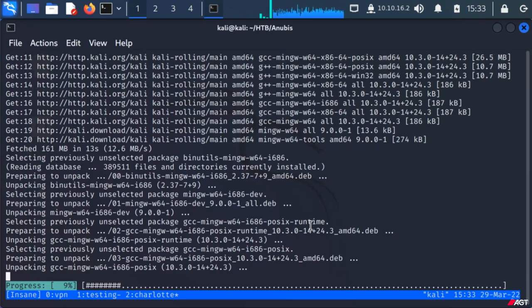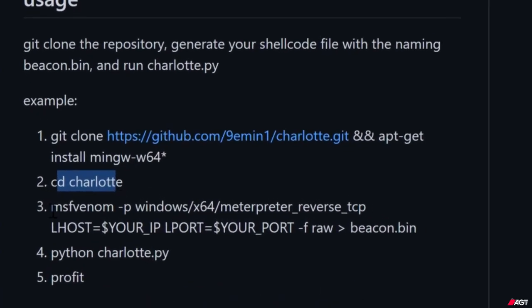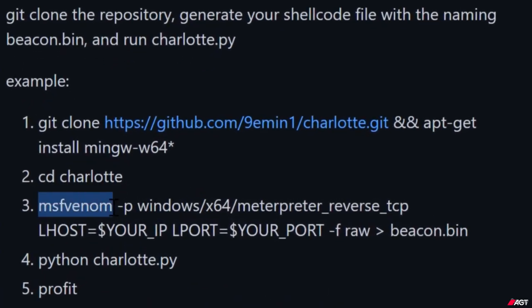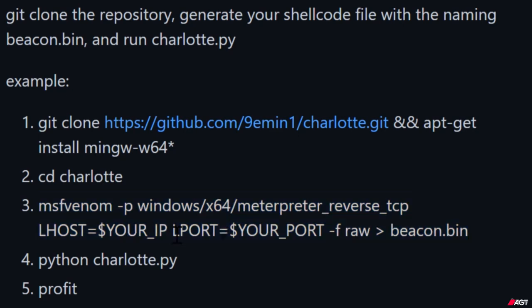And let's flip back over to the instructions. So we cd into Charlotte, and then here's the next thing we can do. We can run MSFvenom. This is part of the Metasploit framework. And we can pass in a payload, for example, the meterpreter reverse TCP. Then we can put in our local IP, that is our tun0 interface, a local port, and then we can output the binary in raw form as a file called beacon.bin.